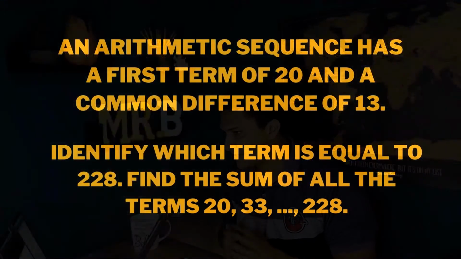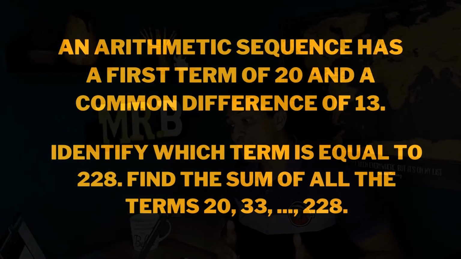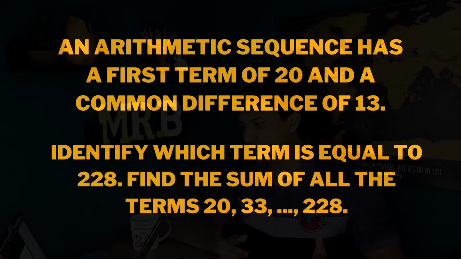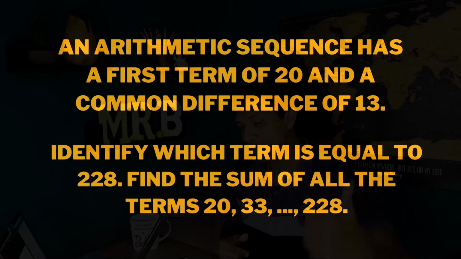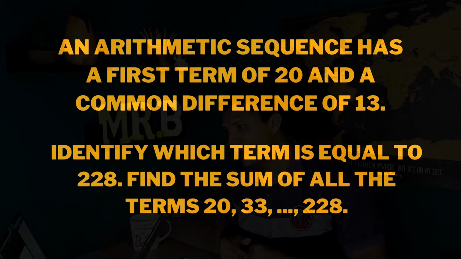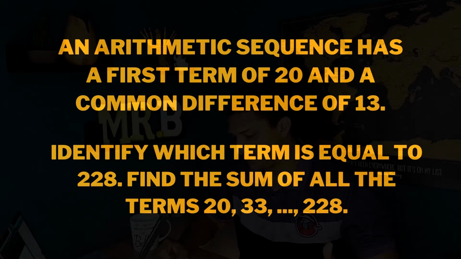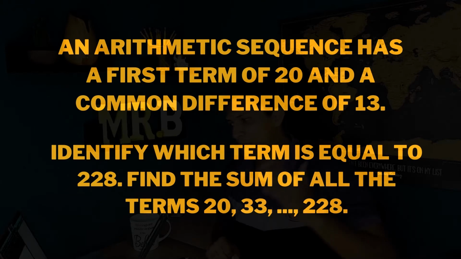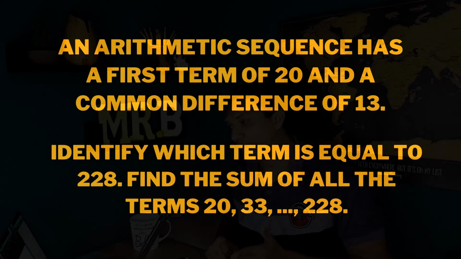So it says an arithmetic sequence has a first term of 20 and a common difference of 13. So notice that they are giving you the first term and the common difference. There are two questions. Identify which term is equal to 228. And the other question is find the sum of all the terms from 20, the second is 33, up to 228. So pause the video and let's see if you get the answer.